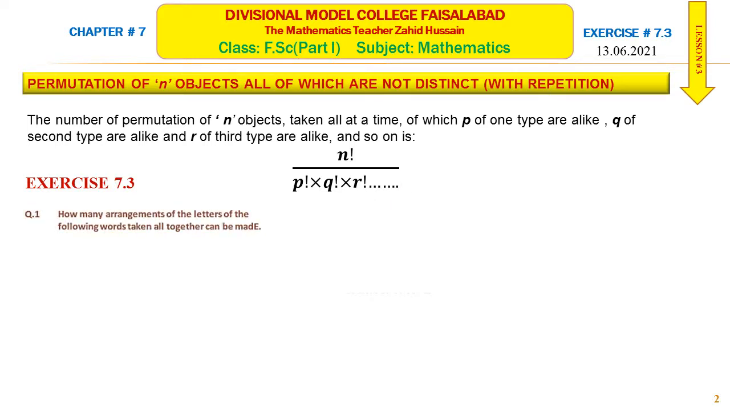Question number 1 is, how many arrangements of letters of the following words taken all together can be made? Earlier in the previous exercise, we have also solved such questions. In that exercise, all the objects were different. In this exercise, all the objects are not different like this. You are asked to find the number of arrangements of the letters of the following word.